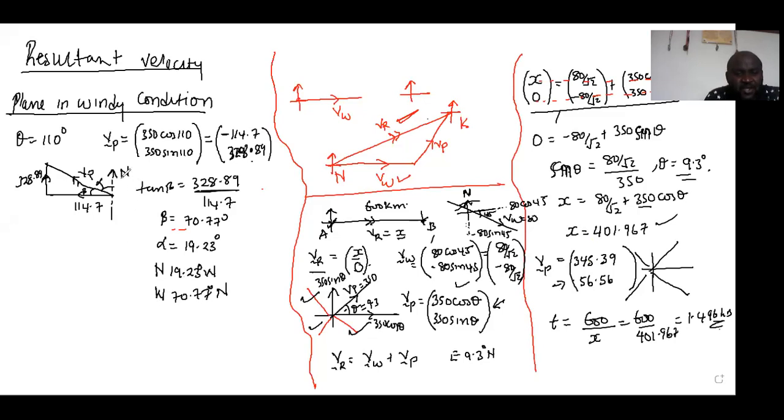Now, another special student will say, me, I want to give the answer in a bearing from north. Do you know that this is 270 plus 70.77? You'll get what? 340.77 degrees. This is also correct. This is correct.